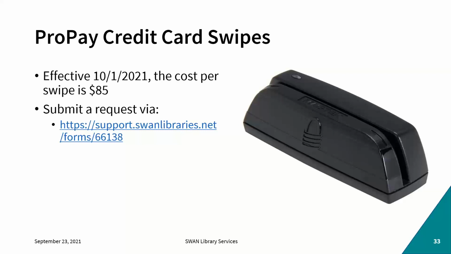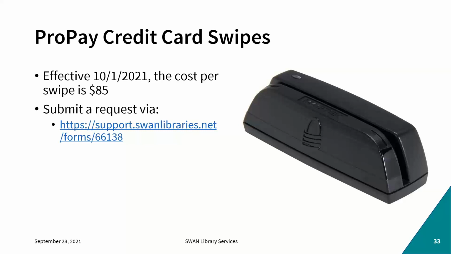Effective the 1st of October, the price has gone up. They're $85 now, and we just charge back what we get from ProPay. So ProPay is charging us $85 per swipe now. We're going to have a new batch of swipes coming in October. So we're actually a little low on inventory right now.